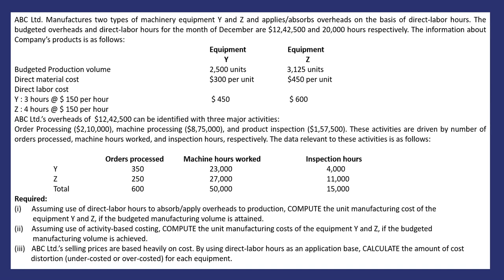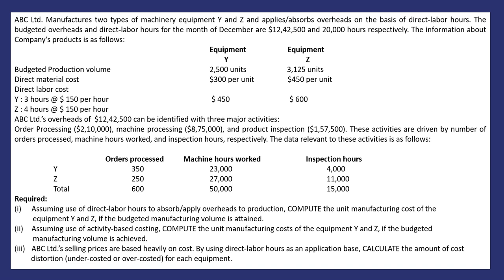So 3 hours multiplied by 150 per hour, $450. And product Z, equipment Z needs 4 hours. So at 150 per hour, 4 multiplied by 150, 600. Now coming to the next part, ABC Limited's overheads of 1,242,500 can be identified with three major activities. Now coming to the activities part: order processing activity, that is 210,000, machine processing activity 875,000, product inspection 157,500. And these activities are driven by number of orders processed, machine hours worked and inspection hours respectively.